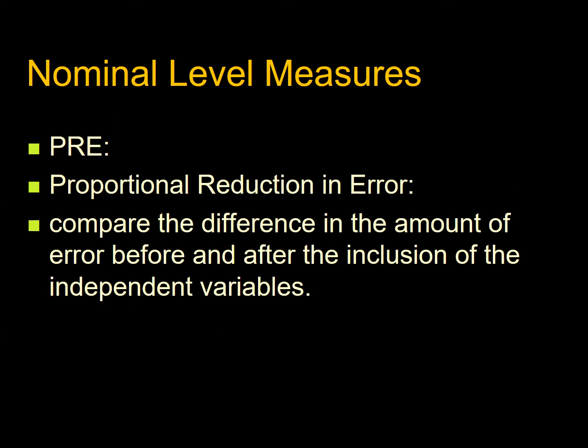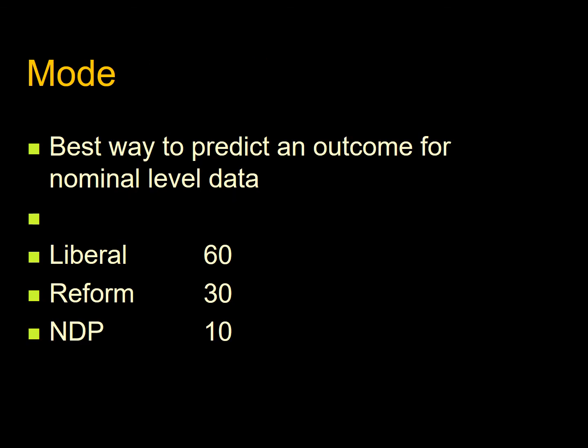Nominal level measures. So one of the measures is called a PRE, a proportional reduction in error. And it compares the difference in the amount of error before and after the inclusion of the independent variables. Now, the mode is the best way to predict an outcome for nominal level data when you're simply looking at the dependent variable. So here we've got Liberal, Reform, and NDP. These are 3 different political parties that can be joined, and our goal is to predict which party a single individual will join. And we would guess that there's a 60% chance that an individual will join the Liberal Party. The Liberal Party here is the mode. They're the largest single block category.